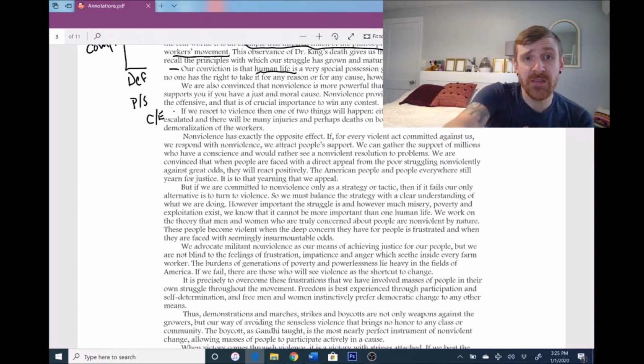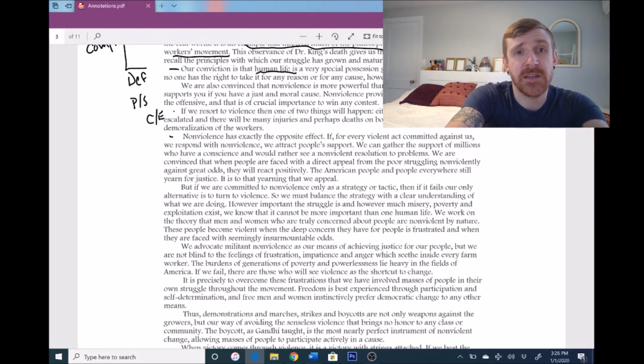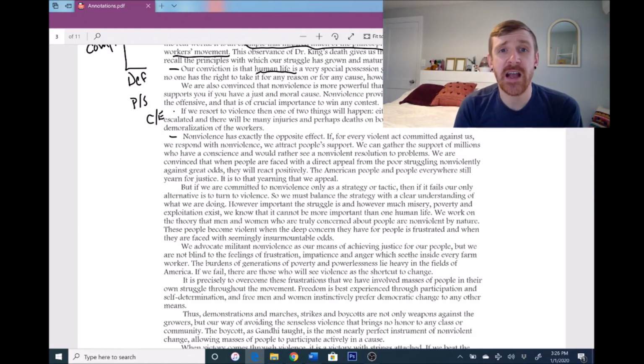Because in the next paragraph, which starts right here, it says, nonviolence has the exact opposite effect. If for every violent act committed against us, we respond with nonviolence, we attract people's support. We can gather the support of millions who have a conscience and would rather see a nonviolent resolution to problems. We are convinced that when people are faced with a direct appeal from the poor struggling nonviolently against great odds, they will react positively. The American people and people everywhere yearn for justice, and it's to that yearning that we appeal.